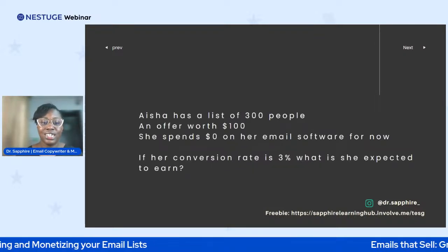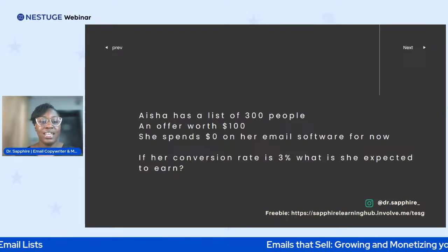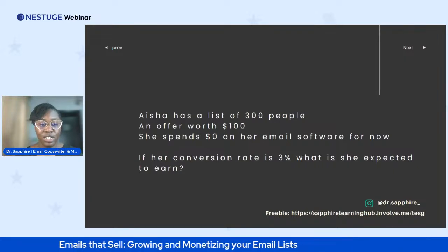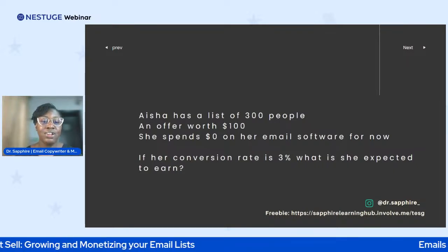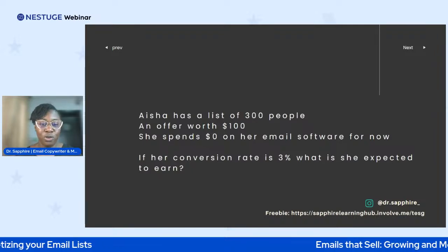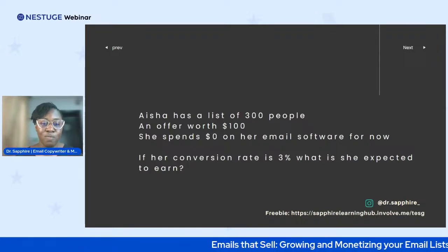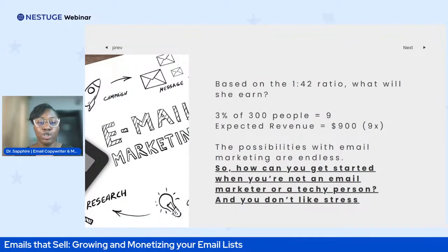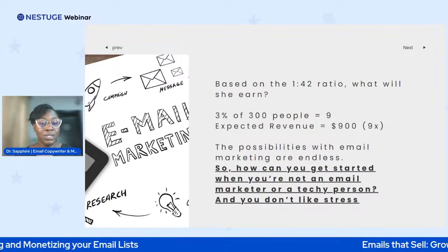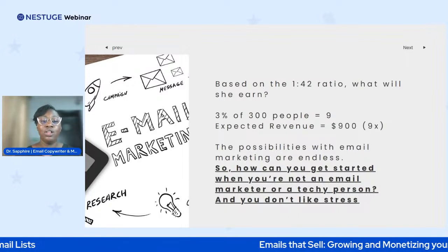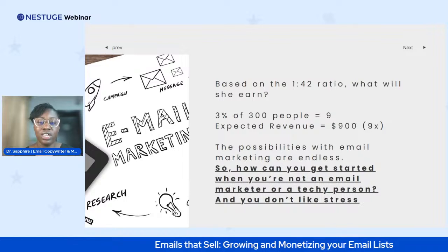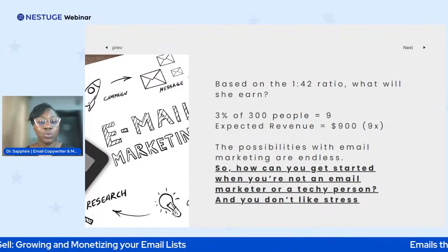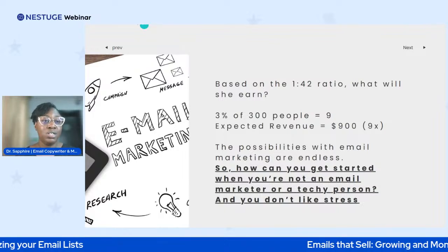Now let's look at Aisha. She has an email list of 300 people and an offer of $100. Today, she spends $0 on her email marketing software because she's on the free plan. If her conversion rate is 3%, for those of us who love mathematics, I'm sure you're already running the numbers. What will she earn? 3% of 300 people is 9 people. With an offer of $100, we are looking at $900. Imagine spending $0 and making $900. That's one of the things you can do with email marketing, and the possibility is endless.